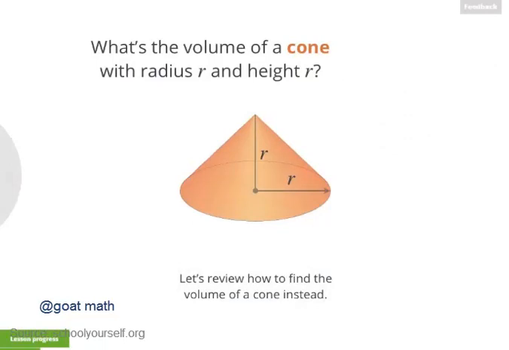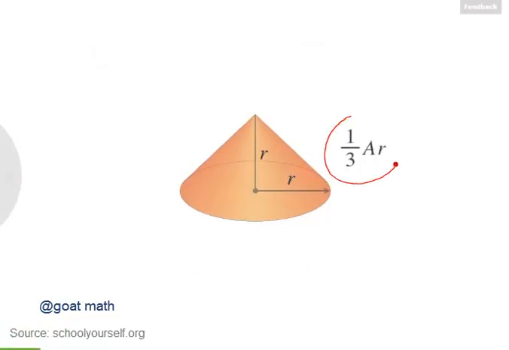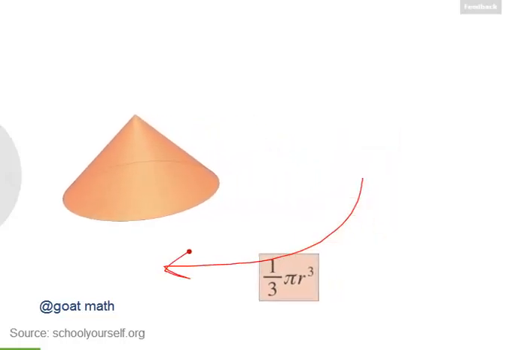Exactly. The volume of a cone, just like the volume of a pyramid, is 1/3 times the area of the base times the vertical height, which is r for this cone. And the area of this cone's base is pi r squared. So the volume of this cone is 1/3 times pi r squared times r, or 1/3 pi r cubed. Great. Let's hold on to this fact over here.